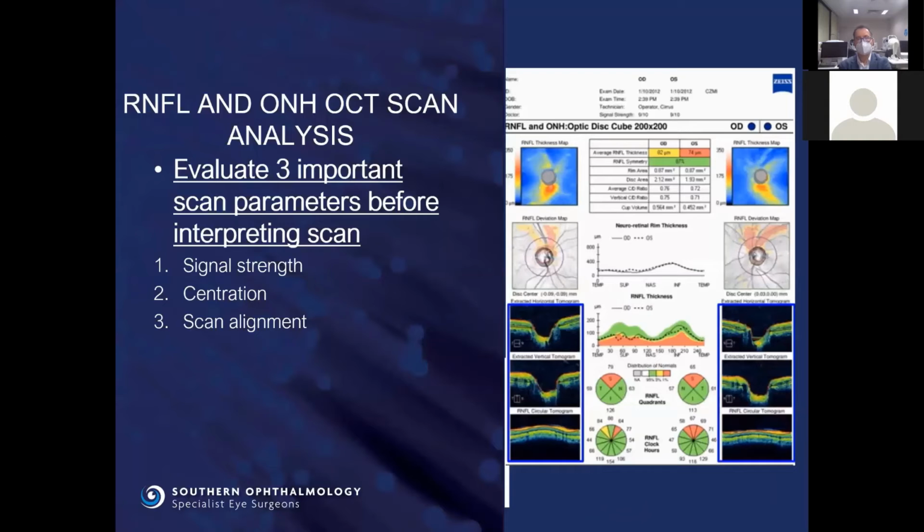So when we're looking at retinal nerve fiber layer and optic nerve head OCT scans, we need to evaluate three important parameters before interpreting the scan. We need to make sure that the signal strength, as identified up top here, is greater than 7. It should be well centered on the optic disc, otherwise we would get incorrect measurements. We need to make sure that the scan is actually in the appropriate area and we're actually measuring the correct tissues.